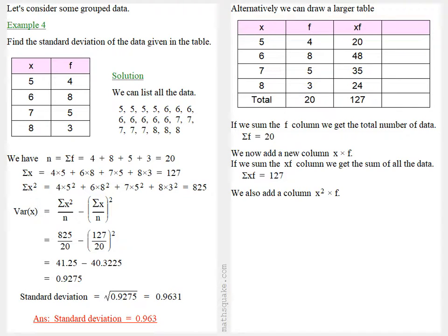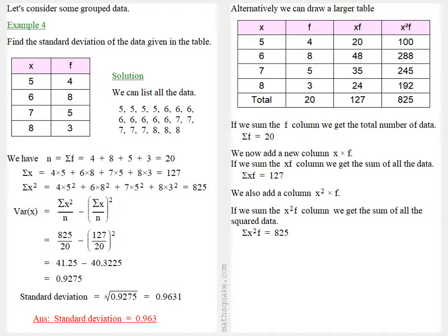And we add a fourth column, the column x squared times f. So that is 5 squared times 4, which is 100, 6 squared times 8, which is 288, 7 squared times 5, which is 245, and 8 squared times 3, which is 192. Now if we sum all the terms in the x squared f column, we get the sum of all the squared data. So the sum of x squared f is equal to 825.